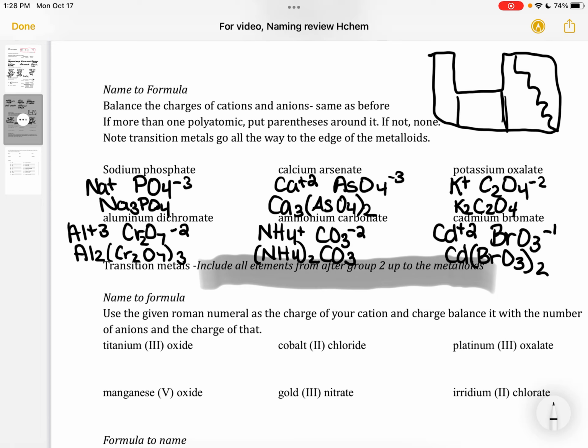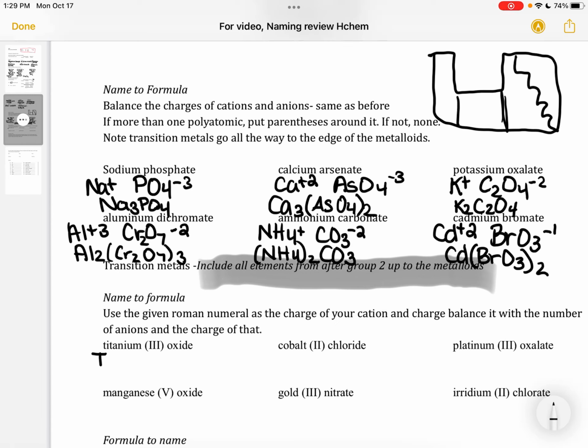So things like indium, tin, which is Sn, Pb, which is lead, Bi, which is bismuth. Those are transition metals, and those have variable charges. So you will need a Roman numeral with those, okay? So going from name to formula, you're going to use the Roman numeral as the charge of your cation and balance the charges with the number of anions and the charge of the anion. So let's do an example because that sounded a little confusing.